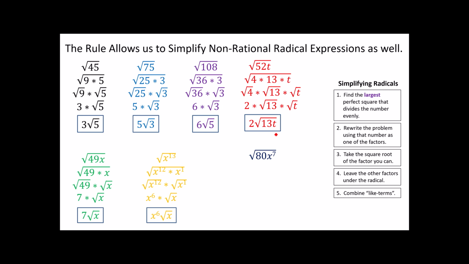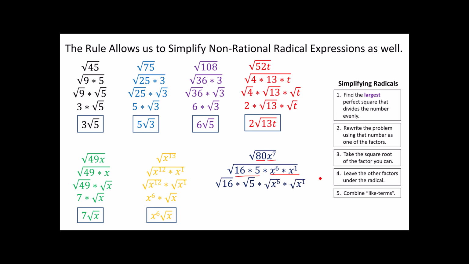Last one of these, 80x to the 7th. Again, I'm going to deal with the 80 by splitting it into its factors. I'm going to deal with that x to the 7th by splitting it into factors. The 80 is 16 times 5. X to the 7, I'm going to pull out the largest even I can. That's the x to the 6th, leaving me with 1 extra. 6 and 1 make 7.